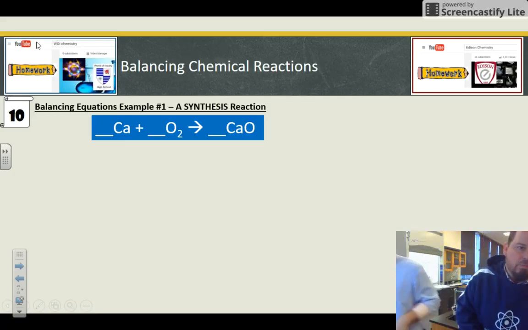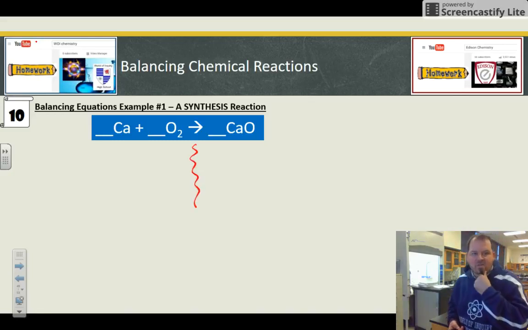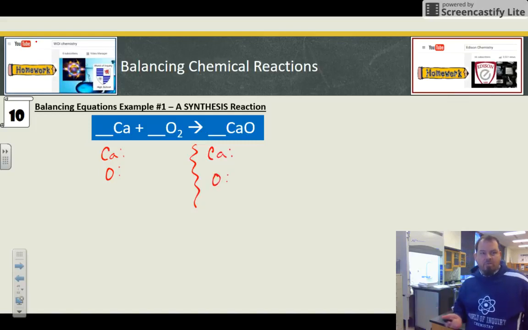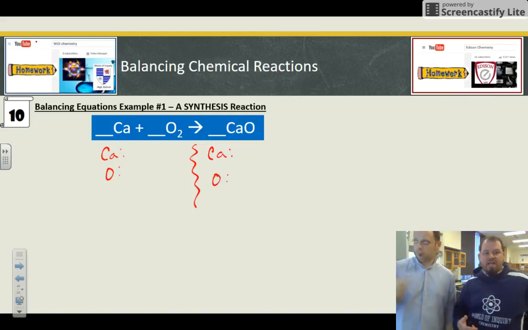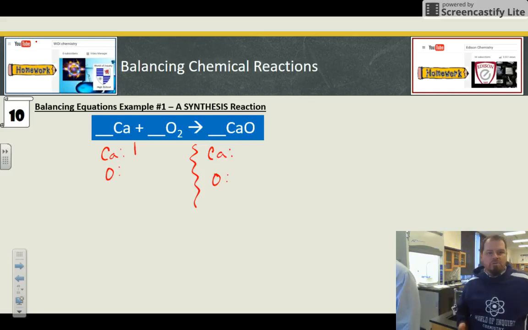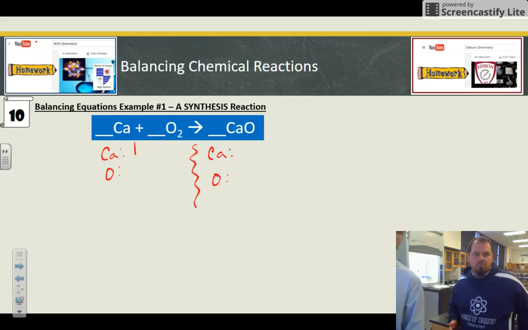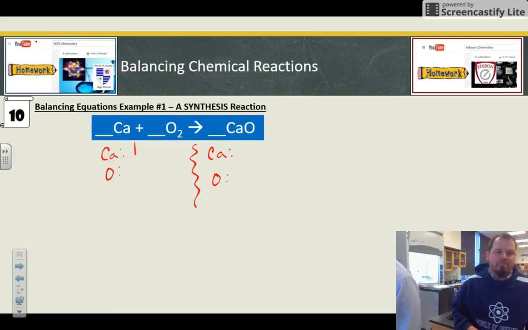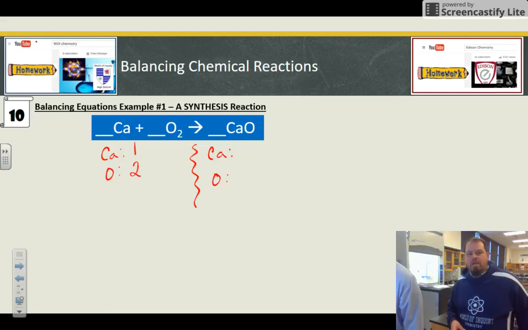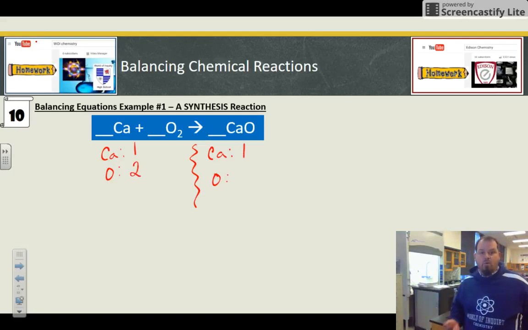All right, so line underneath. He's going to do a line underneath the arrow. Then he's going to list his elements, Ca and O. We notice we have Ca and O on both sides, so he's going to count them up. I got 1 Ca on the left. I got 1 O2 on the left, which means there's 2 O atoms total. And then I have 1 Ca atom and 1 O atom.